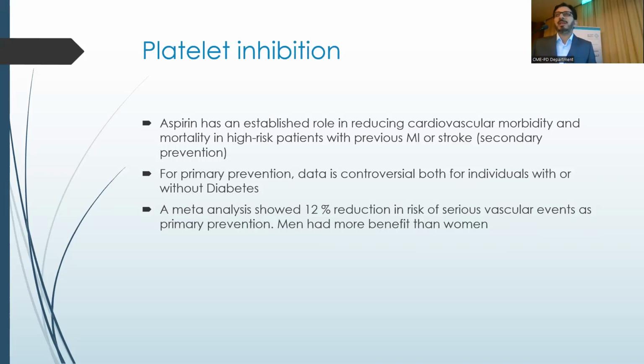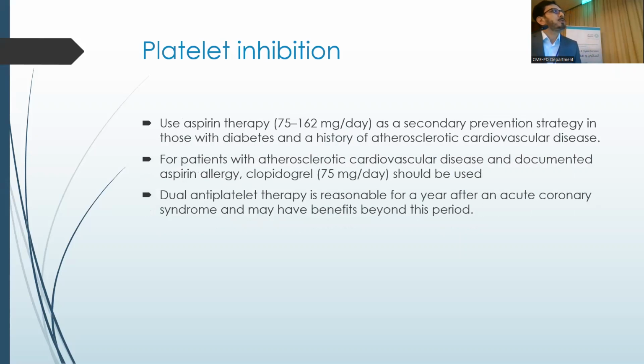For primary prevention, data is controversial, both in individuals with and without diabetes. One meta-analysis has shown about a 12% reduction in the risk of serious vascular events as primary prevention. And in this meta-analysis, men benefited more than the women. But at the same time, there was an increased risk of bleeding. So roughly, the benefit and the risk of bleeding are almost similar when you are giving aspirin for primary prevention.